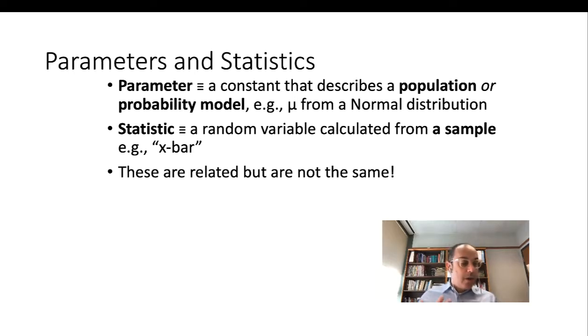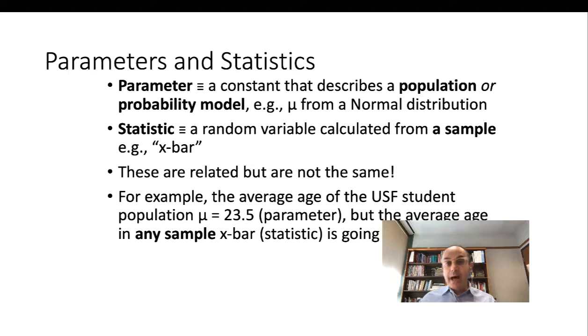Okay, so one of the things that we need to understand is that, in the sampling procedure, we have to have a population and a probability model that is from a normal distribution. We use a random variable calculated from the sample, which is called X bar, and they are related but they are not the same. For example, the average age of the USF student population is 23.5, which is the population value, but the average age in any sample, X bar, is going to be different from the population average. I hope that makes more sense.